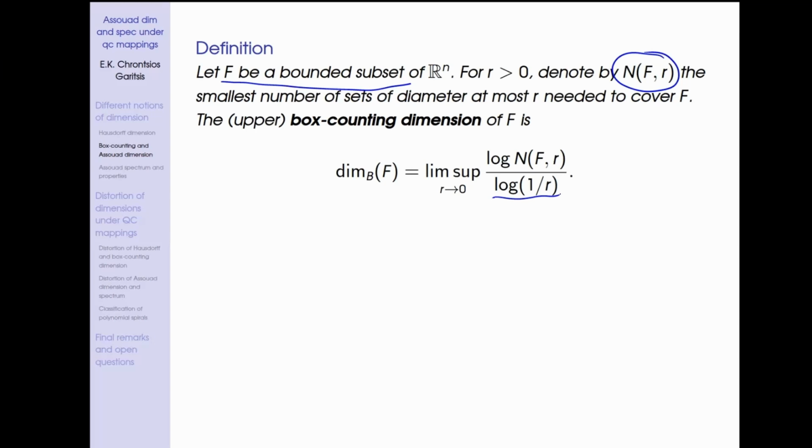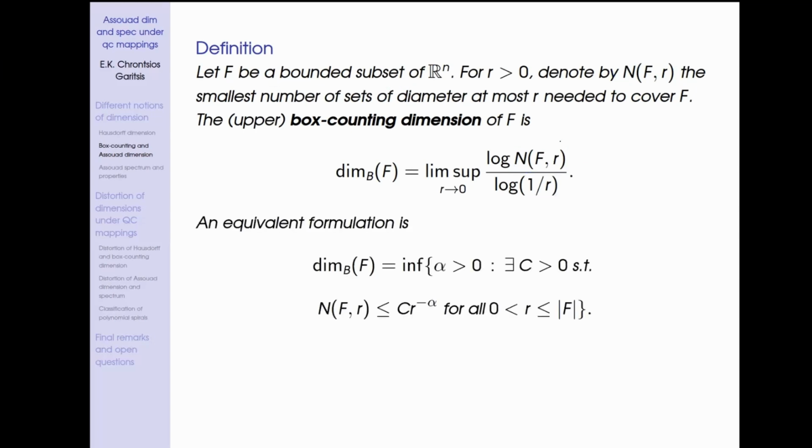I will only be calling this box counting dimension from now on for the rest of the talk, because for the sets we will deal with, the limit actually exists. If it doesn't, we only care about the upper box counting dimension anyway. And this makes it somewhat clear why we define this dimension only for bounded sets, because this would always be infinity for unbounded sets.